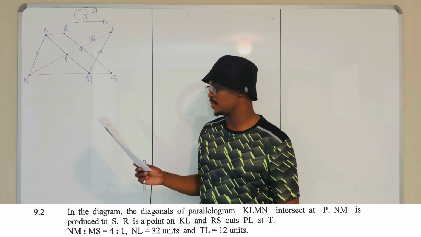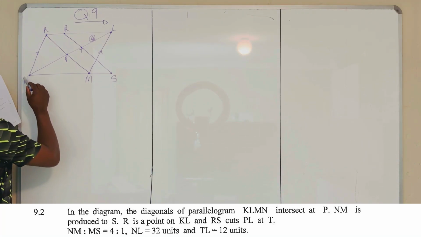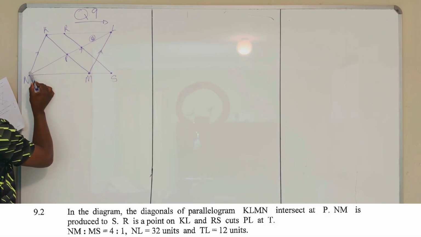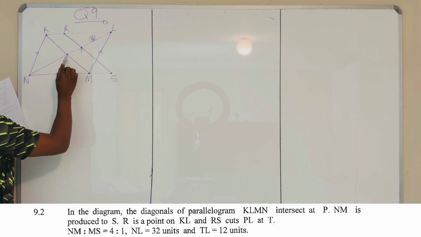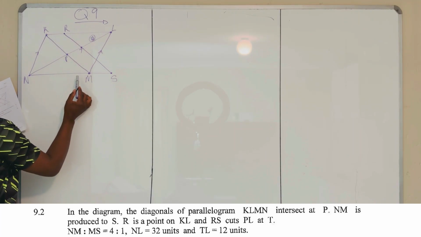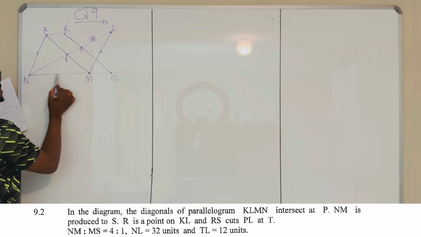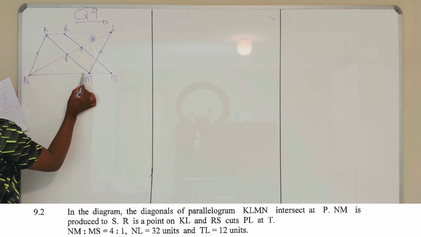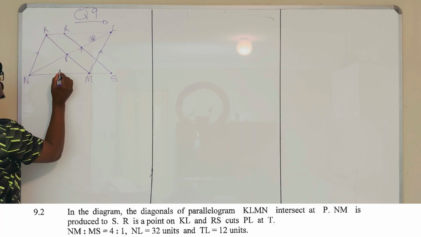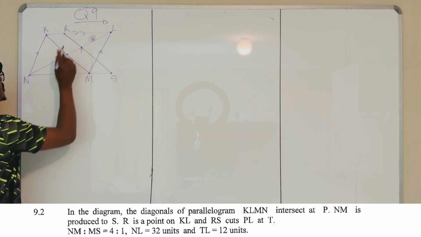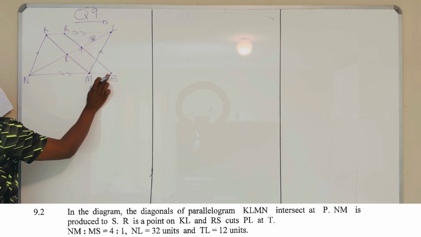So let's come to this. In this diagram, we have this parallelogram, which is KLMN, right? And the diagonals of your parallelogram intersect here at point P, right? That's saying that your line MN is extended. You can see MN is one side of this parallelogram. This MN is extended to point S over there, right?